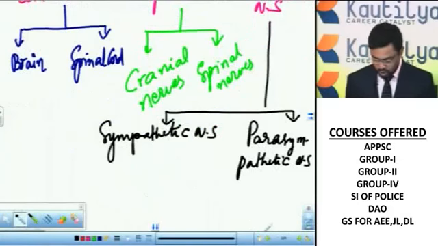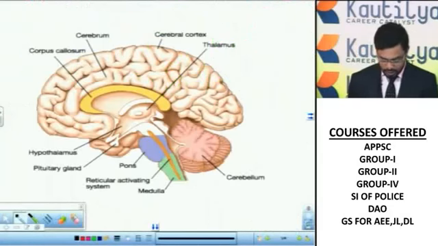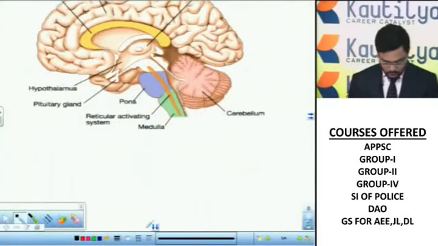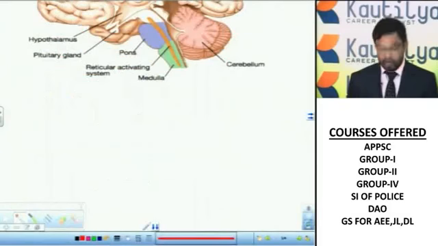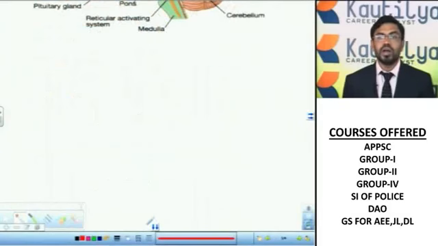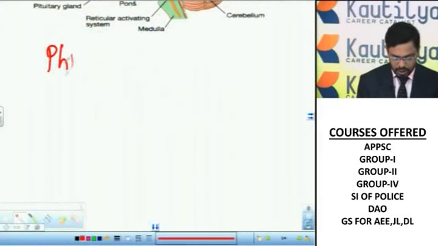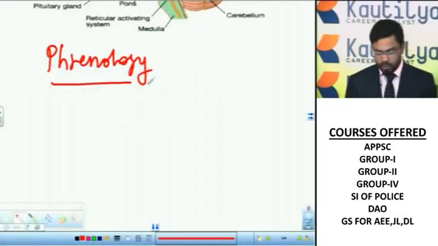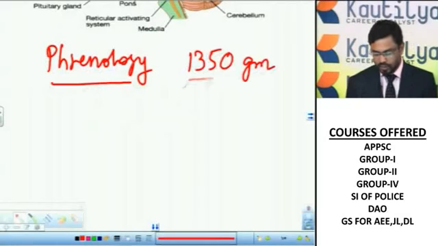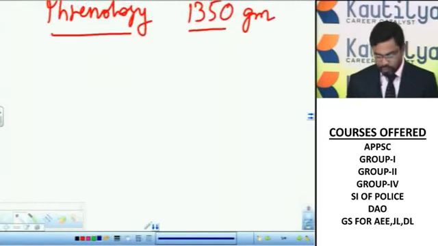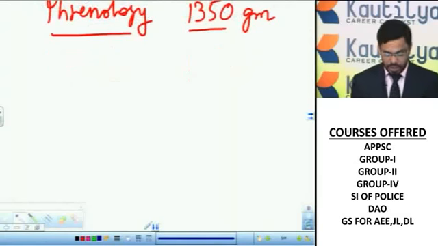Let us discuss the central nervous system, that is the brain. The brain is the most complicated and well developed part of the body. The study of the brain is called phrenology. The approximate weight of the human brain is 1350 grams. In human beings, the brain is protected in a group of bones called cranium.